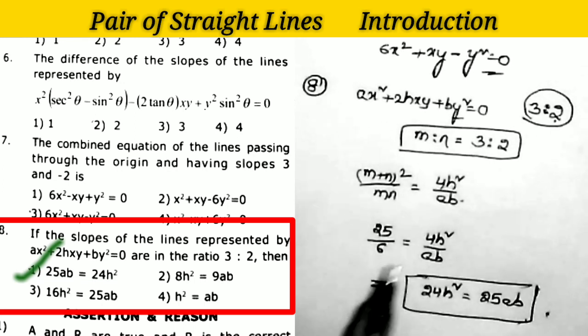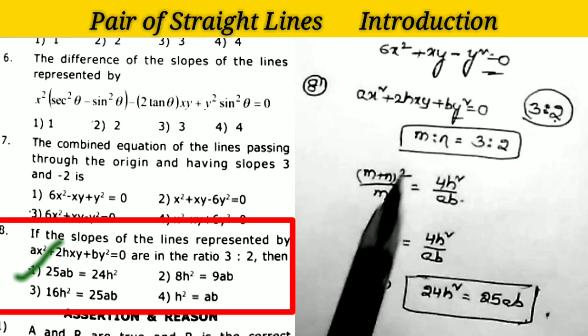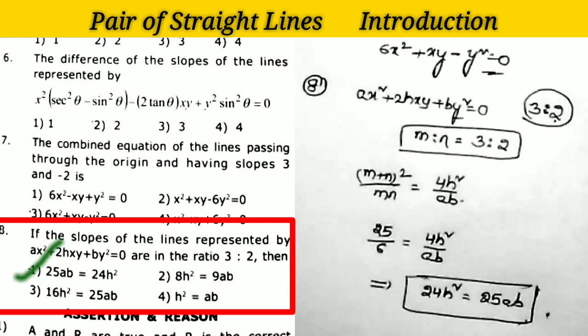Just simply replacing the ratio of the slopes in the condition to get the required answer. That's all.